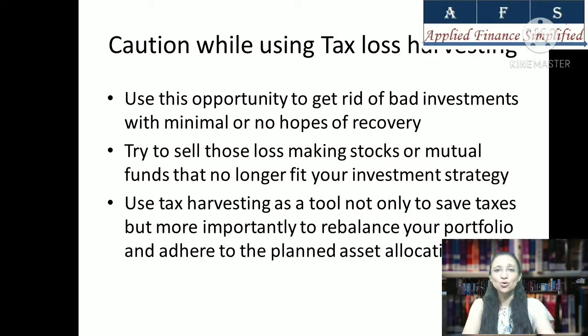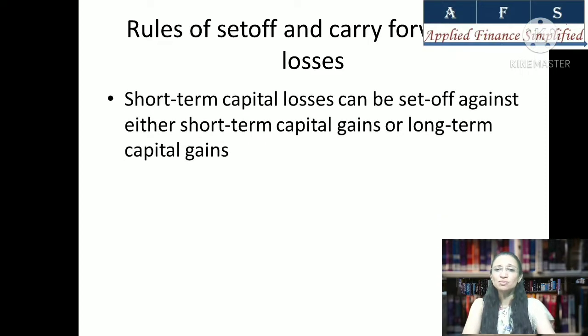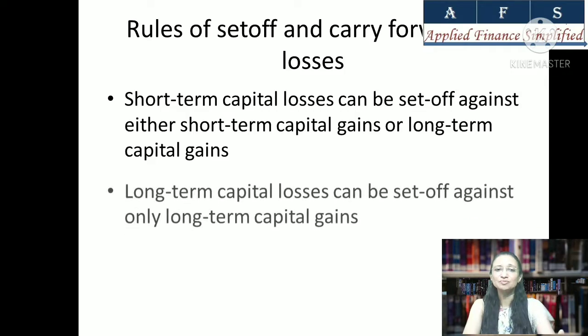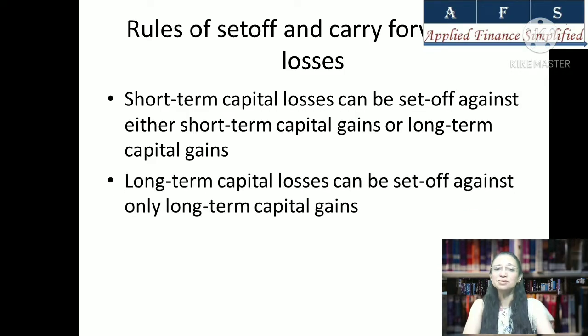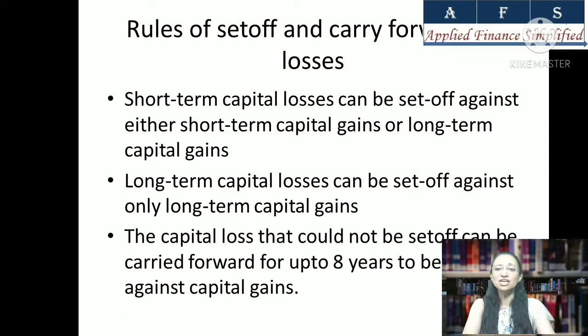We also need to know the set of rules before we end. Short-term capital losses can be set off either against short-term capital gains or long-term capital gains. Please remember, as short-term capital gains are taxed at a higher rate of 15% as compared to long-term capital gains, we should try to first set off the short-term capital losses against the short-term capital gains. Long-term capital losses can only be set off against long-term capital gains. Capital losses can be carried forward for set-off up to 8 years.